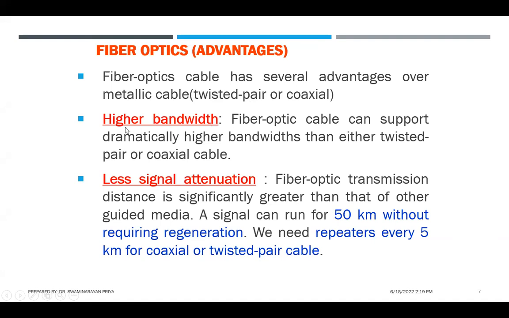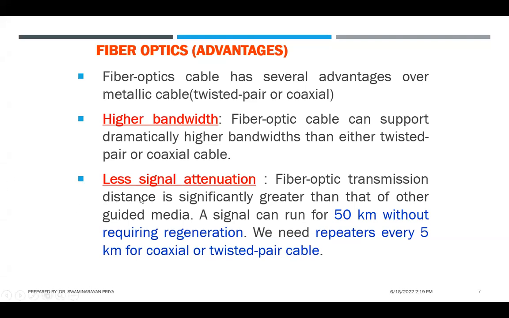In fiber optics cable, as I said, we transfer data in the form of light. And light travels at the speed of 3 lakh kilometers per second, right? So we can achieve a very high data transmission rate in fiber optics cable compared to twisted pair and coaxial cable. So that is the first advantage.